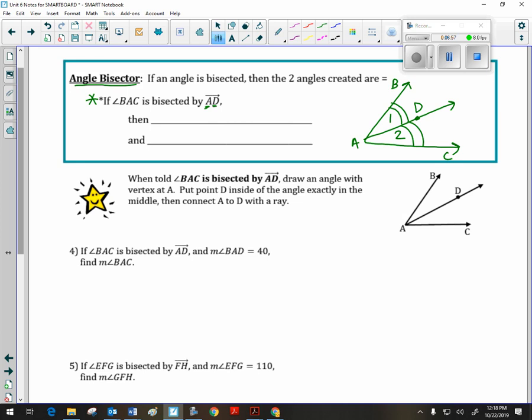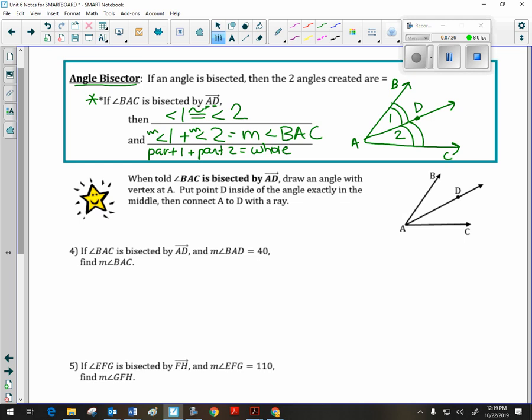So there's a couple of things that I know. First of all, what I know if AD is truly an angle bisector is that angle 1 should turn out to be congruent to angle 2. In addition, angle 1 plus angle 2, I should probably put measures in there, equal the measure of the whole entire angle, angle BAC. So essentially this is part 1 plus part 2 equals the whole entire angle.